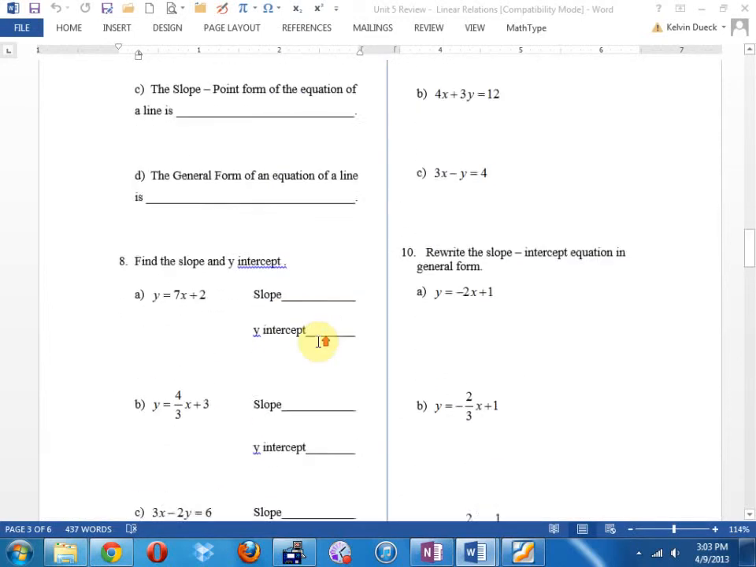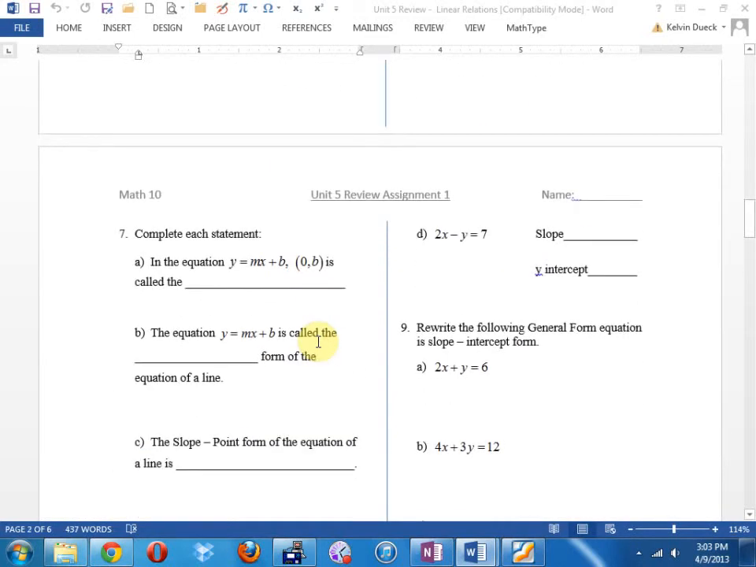You have to be able to find the slope, the y-intercept, or the x-intercept. To find the slope and the y-intercept, the easiest way is to get the y by itself, although you can find the y-intercept by putting a 0 in for x. Still works too. X-intercept, put a 0 in for y.